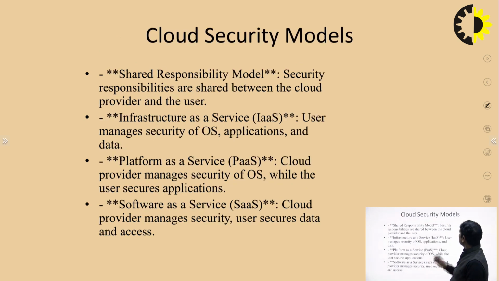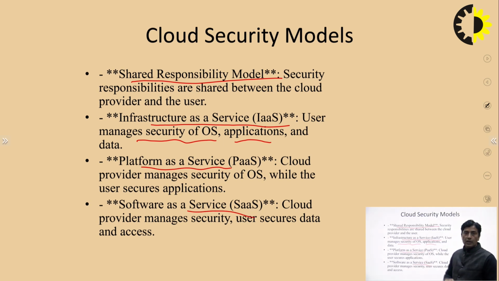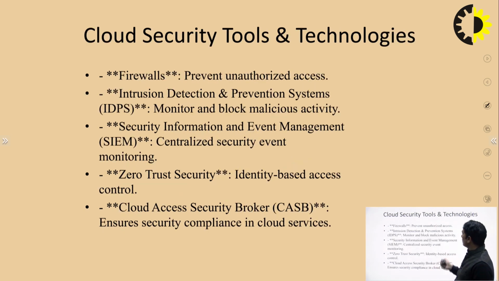Cloud security models: there are different models like the shared responsibility model, which means the user and the provider both have the same concern about security. In the infrastructure as a service model, the user manages security of the operating system, application and data. Then the platform as a service model and the SaaS model. SaaS security model, PaaS security model, IaaS security model, and shared responsibility model, all these are different models that can be used.